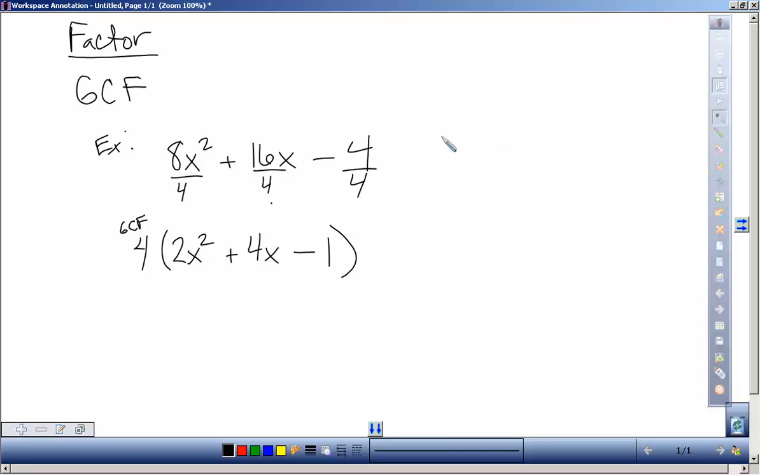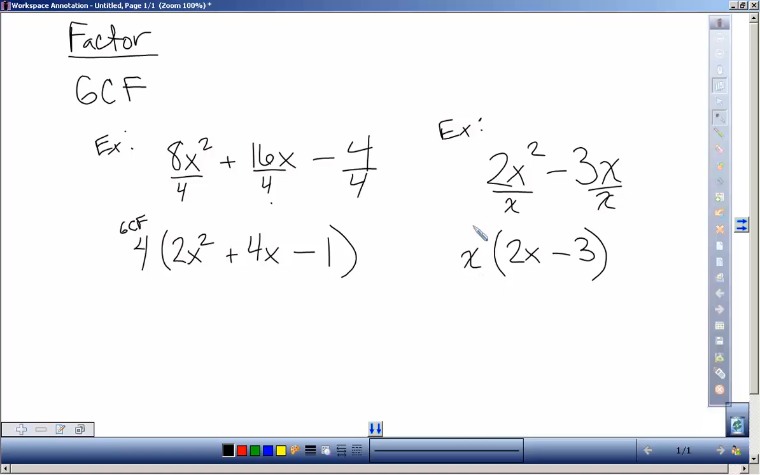Sometimes the GCF can be a variable. Okay, if I have 2x squared minus 3x, 2 and 3 don't have anything in common, but both terms do have an x. So I could factor out an x, which means I'm going to divide it out and move it up to the front. So I've got an x up front. That's going to leave me with 2x minus 3. So that would be factoring out a greatest common factor. You should always look for a common factor first. Always.